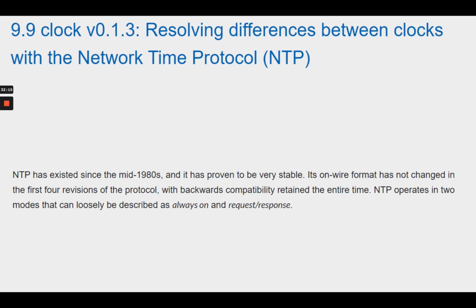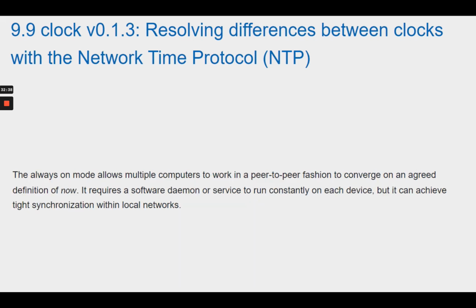NTP has existed since the mid-1980s, and it has proven to be very stable. Its on-wire format has not changed in the first 4 revisions of the protocol, with backwards compatibility retained the entire time. NTP operates in 2 modes that can loosely be described as always-on and request/response. The always-on mode allows multiple computers to work in a peer-to-peer fashion to converge on an agreed definition of now.